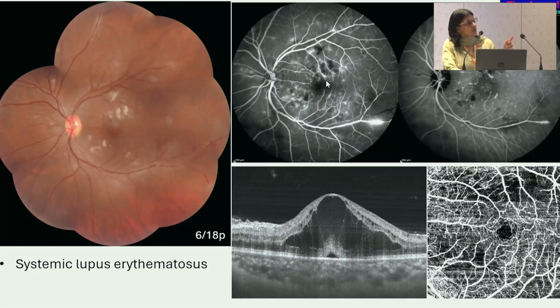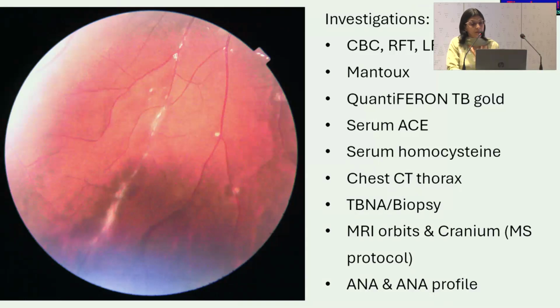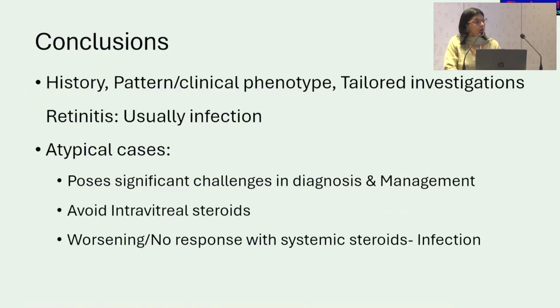And when you see a lot of arterial occlusions with involvement of both arteries and veins, it's always important to rule out systemic lupus. So these are the investigations which I would probably do in patients with retinal vasculitis, depending on what kind of characteristic vasculitis I'm seeing. So to conclude, when I see a posterior uveitis, I would be paying a lot of importance to history, the clinical phenotype, the pattern, is it a recognizable pattern, and I would tailor my investigations accordingly.